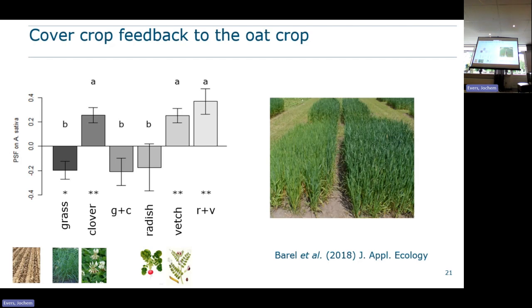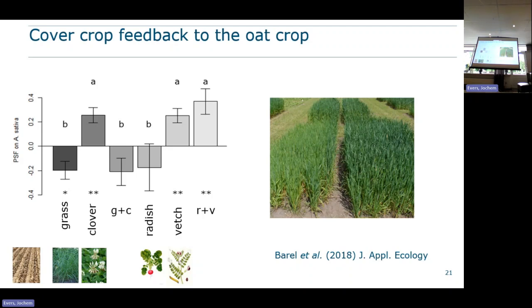Maybe it's actually nice to already show the picture. This is a picture of the oats, same genotype, same age, grown in the two half plots, so a legacy of different mixtures of cover crops. And what we have here on the left side is the response in the biomass of this oat after a certain cover crop, relative to how that oat was doing after the fallow.